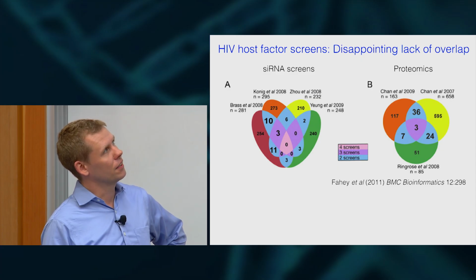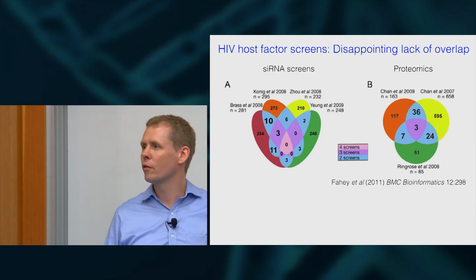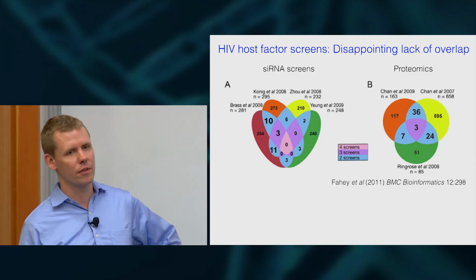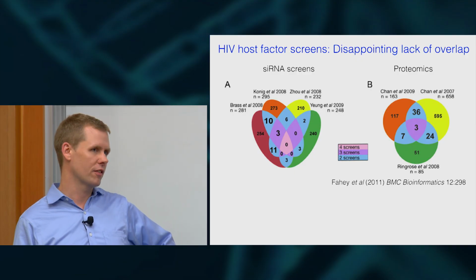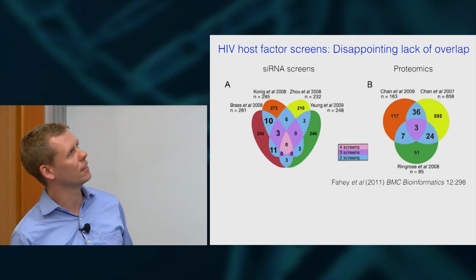Having said that, the same paper actually also showed that, say, proteomics methodologies also had a poor overlap. So partially, we might say some of this has to do probably with the fact that different labs use slightly different cell lines, slightly different ways to set up the assay, and get very, very different answers.